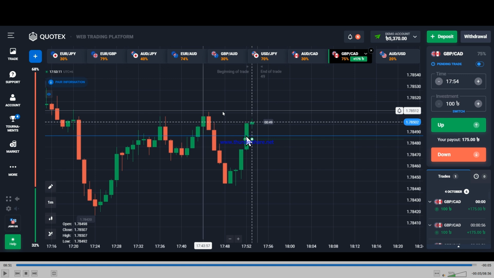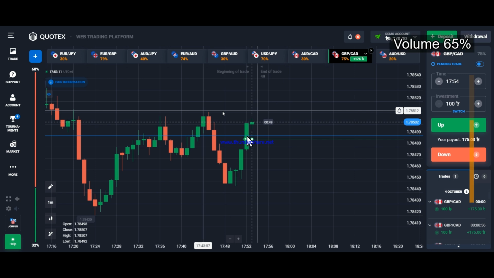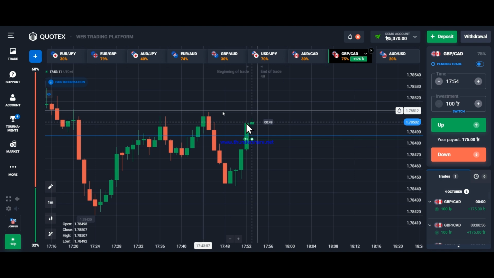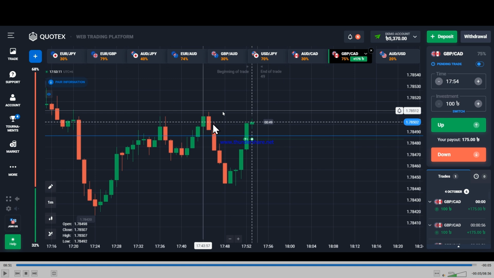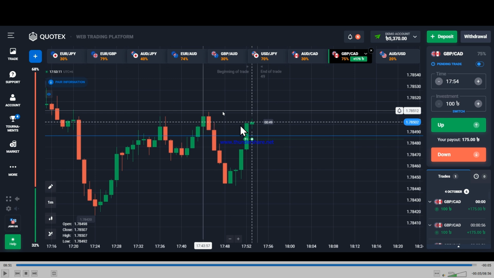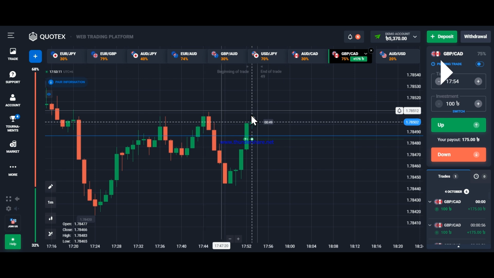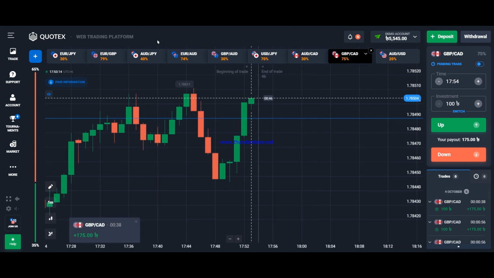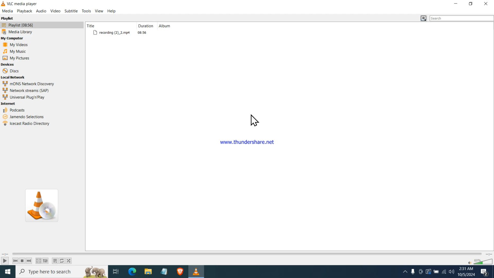This candle was nearby in this area, and at the last moment it went very much above and closed at this resistance, right? So this is an unsure trade. You shouldn't trade a call option here.